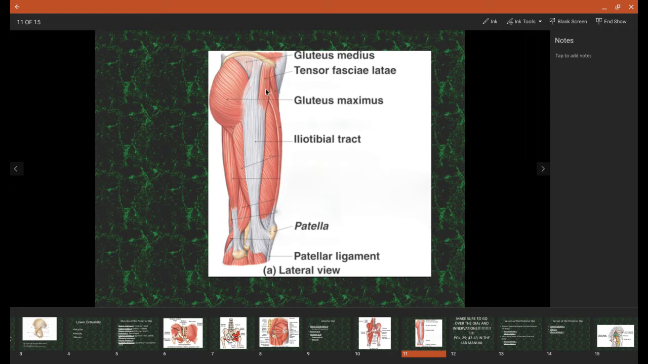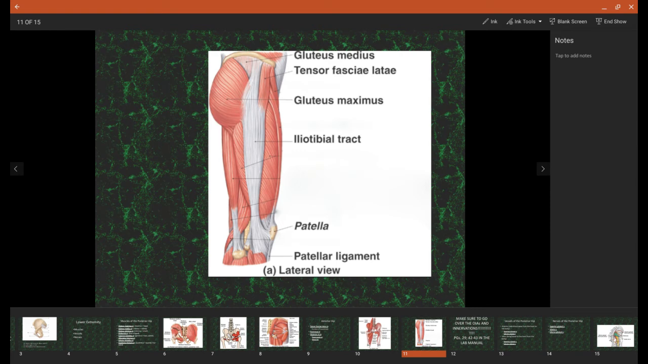And we mentioned this briefly earlier, but it's going to be inserting into something called the iliotibial tract or iliotibial band. And that is this aponeurosis that you see right here. Tensor fasciae latae, what its action is, it's going to do medial rotation of the thigh. So it's going to be helping the thigh turn inward. And it's also going to be involved with abduction of the thigh. So if this contracted, you can imagine the thigh going away from the body.